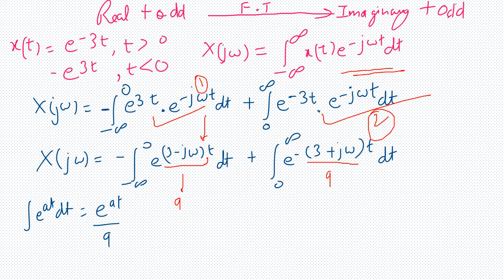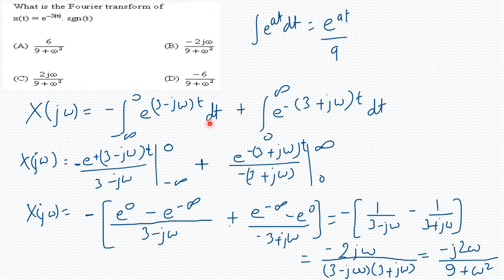Okay, so once we use this, this is our integral: e power (3 minus j omega) t over (3 minus j omega), with limits minus infinity to 0. And for the second case we get e power minus (3 plus j omega) t over minus (3 plus j omega), because this entire thing was a. So there is another minus sign here. Now both of them have a minus sign, so we take out that minus sign.